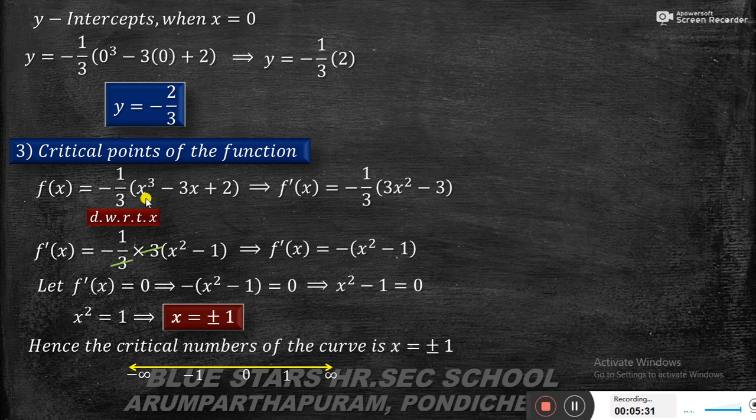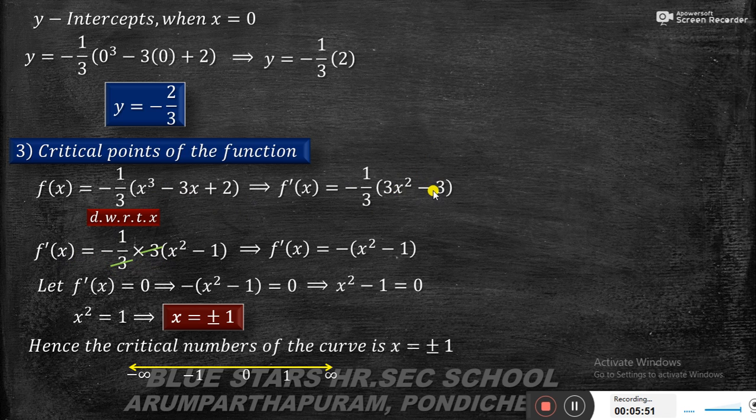Critical points of the function. The function is f of x equal to minus 1 by 3 into (x cube minus 3x plus 2). Now we differentiate the function. f dash of x equal to minus 1 by 3 into (differentiation of x cube is 3x square, minus 3 into differentiation of x, which is 1, so minus 3).